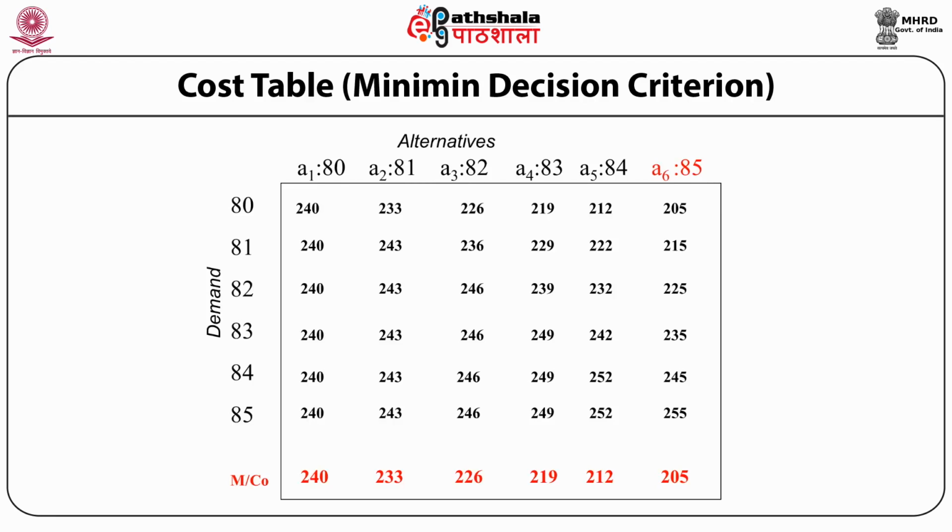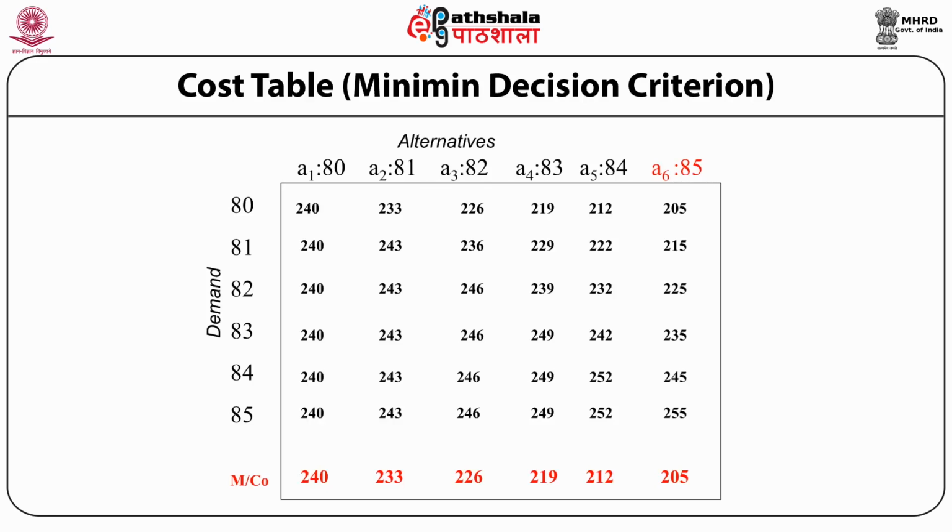So in this table you can see that instead of the payoffs, now you can consider all these figures as the costs for the different alternatives. Like for example, for strategy A1, when demand is 80 packets, the cost is rupees 240. For strategy A2, cost is rupees 233. For strategy A3, cost is rupees 226, and so on. So instead of considering these numbers as the payoffs, you can take these numbers as the costs of the different courses of action.